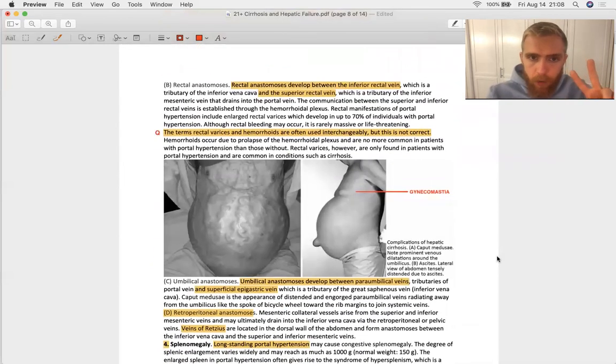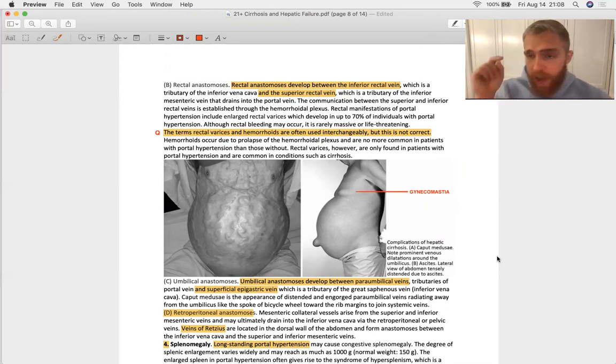Number two, you get rectal anastomosis between the inferior rectal vein, which drains into the iliac, and the superior rectal vein, which is a branch of the inferior mesenteric vein that's going to go up into the splenic vein and then the portal vein. So that could be a porto-caval anastomosis.